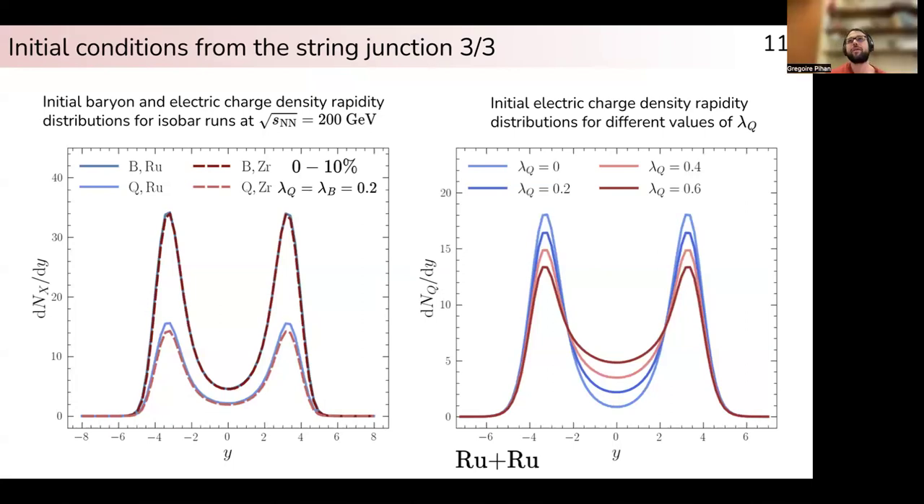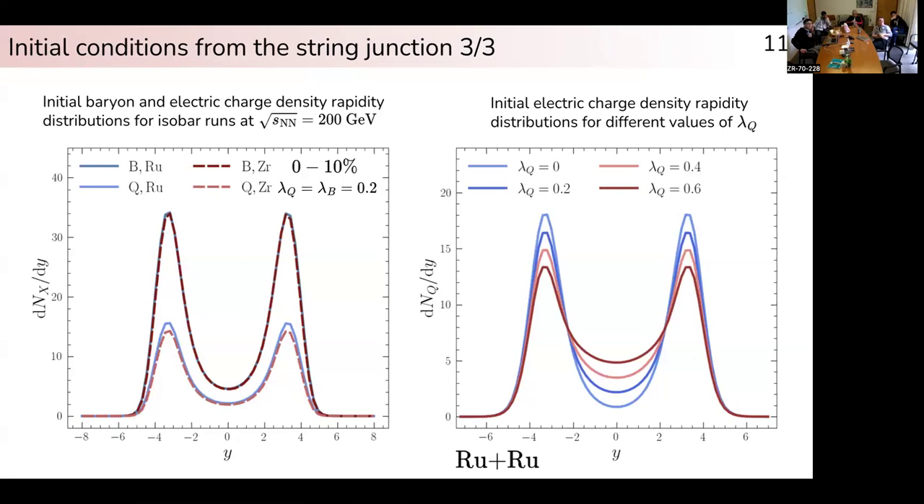Okay. Yeah. So here it's at initial stage, so I will just answer the question. We calculate the baryon number by net proton plus net neutron, and we calculate the electric charge with the proton, the kaons, and the pions. Yes, that's the only particles we use.